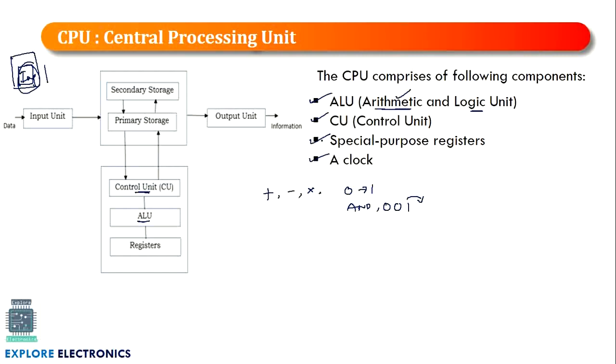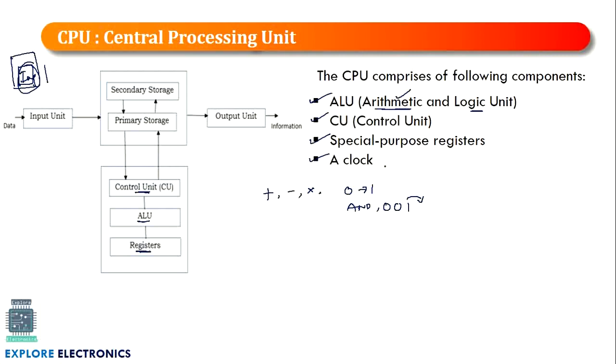And special purpose registers. Special purpose registers are there with the ALU. The output of the ALU will be stored in this register, and sometimes this register will also contain the value which the ALU requires. That's why special purpose registers are there in the CPU.